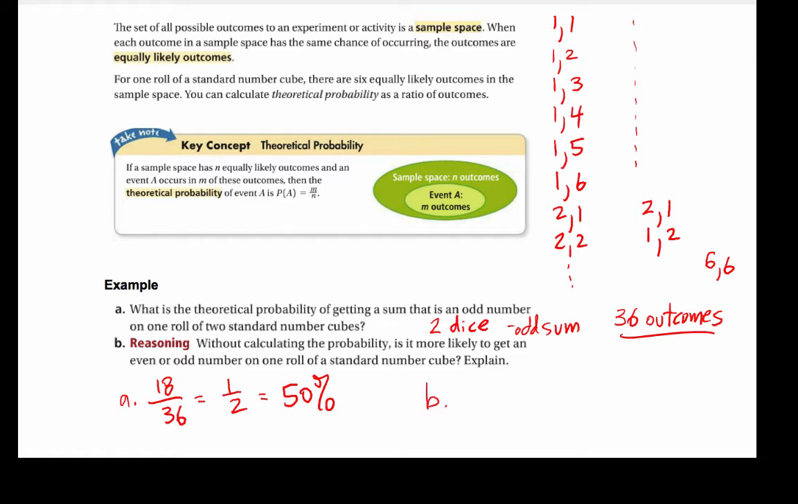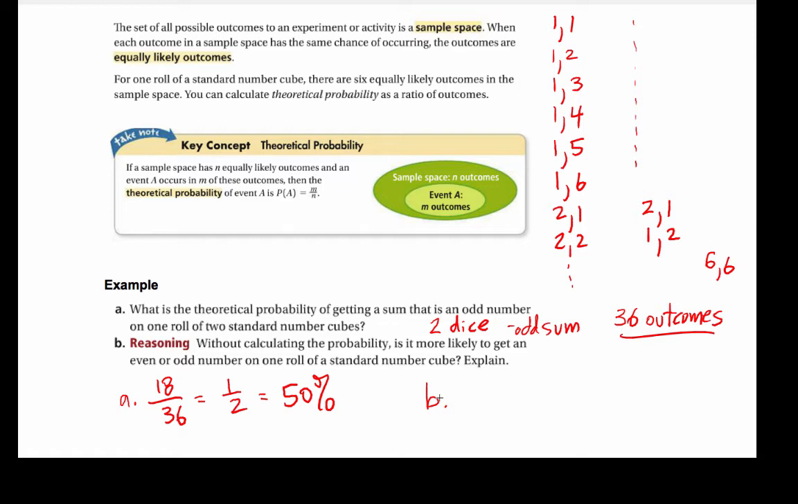So part B, this kind of piggybacks on what I was just talking about. Without calculating the probability, is it more likely to get an even or an odd number on one roll of a standard number cube? Is it more likely to get an even or an odd?